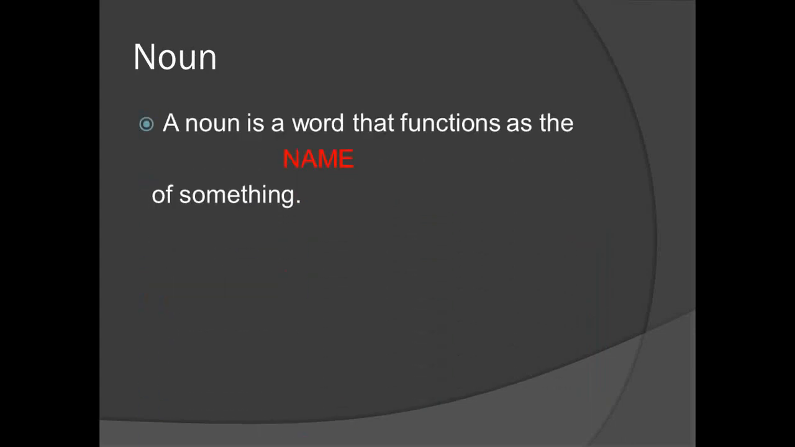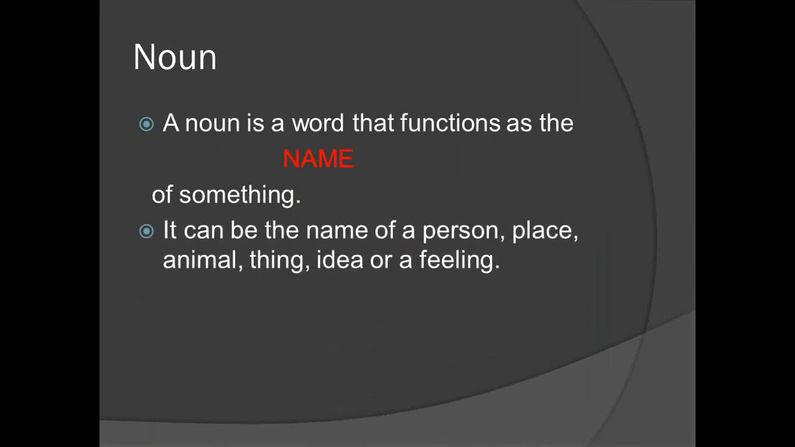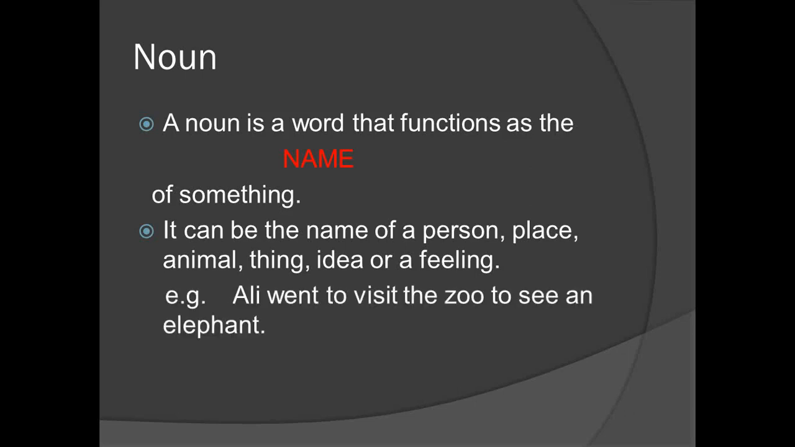Let's begin by defining the noun. A noun is a word that functions as the name of something. It can be the name of a person, place, animal, thing, idea, or a feeling. Look at this sentence. Ali went to visit the zoo to see an elephant. Now, in this sentence, can you identify the nouns? Yes, Ali, zoo, and elephant are the nouns in the sentence.